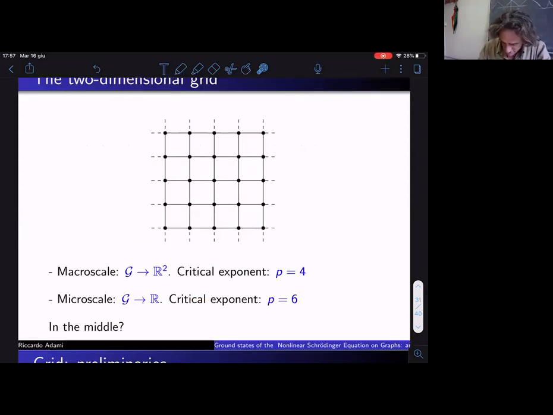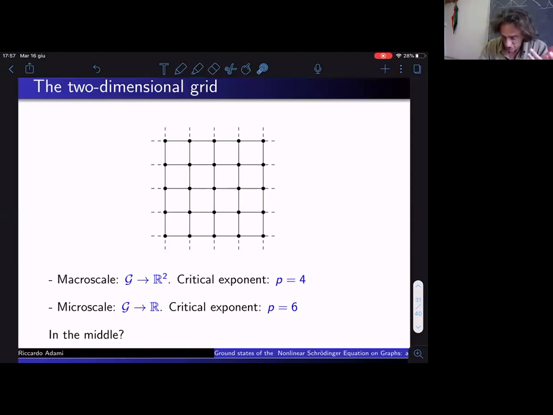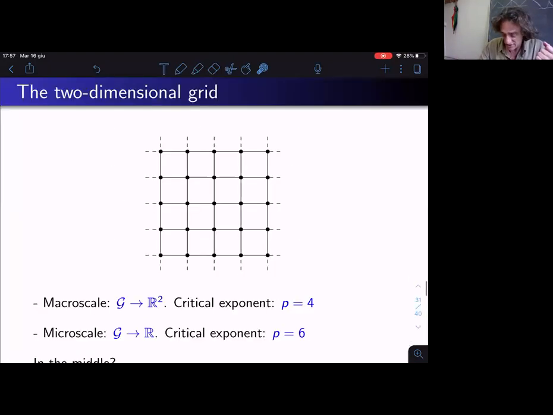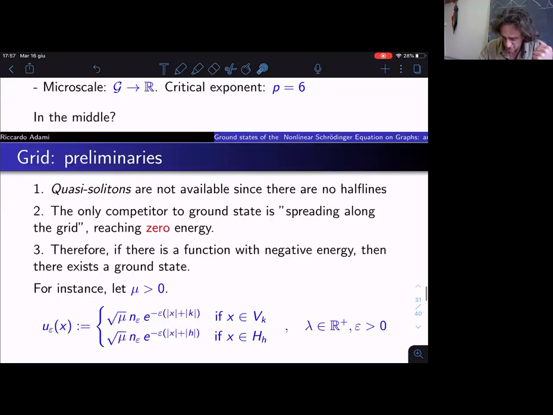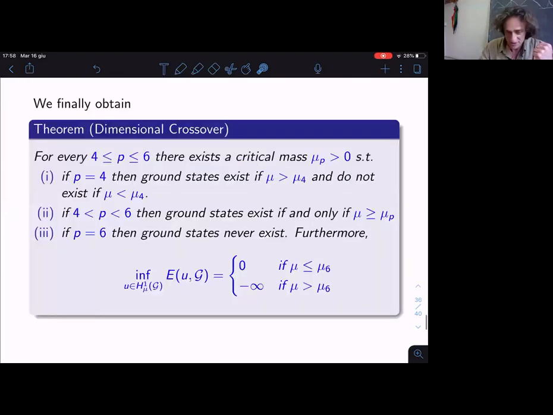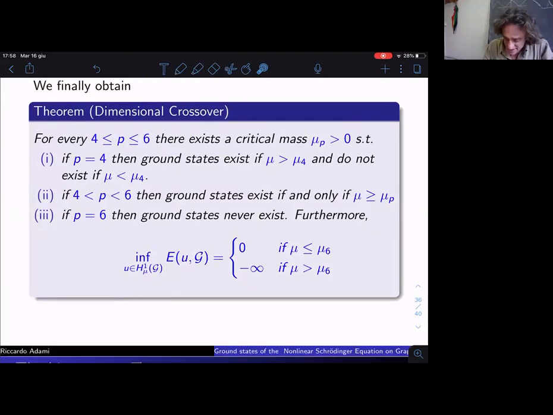So I just give you a picture of the other part of the talk. We analyzed the two-dimensional grid, and the two-dimensional grid showed another new interesting phenomenon that we called the dimensional crossover. I go immediately to the result that says that a critical behavior, so with the existence of a critical mass, is present not only at one critical value of the power nonlinearity, but in an interval of the power nonlinearity between 4 and 6. And 4 and 6 is not random, because 6 is the critical power for the line and 4 is the critical power for the plane. And the grid mimics the plane at a certain length scale.